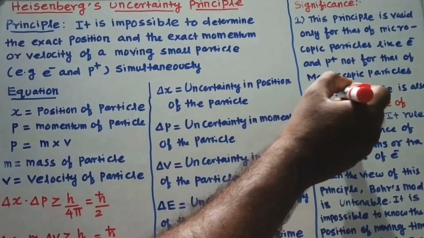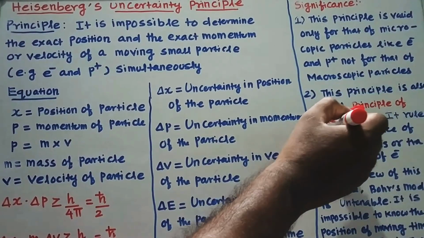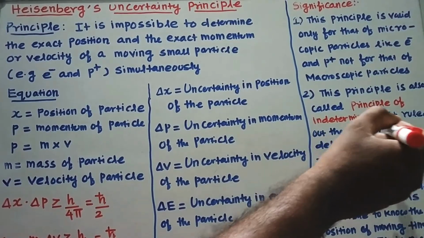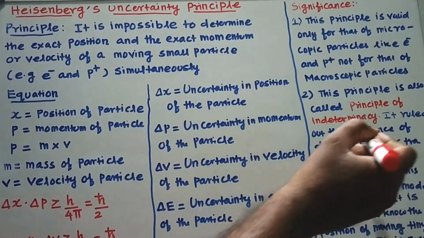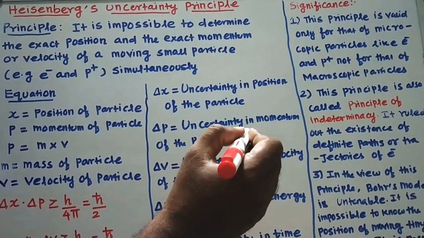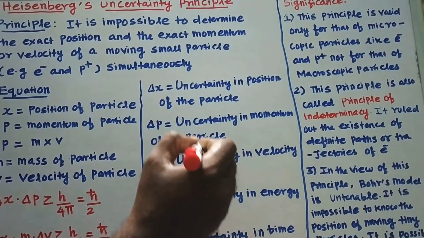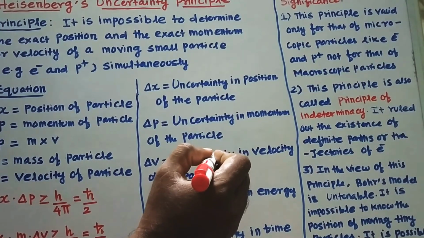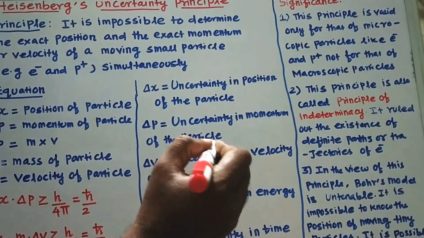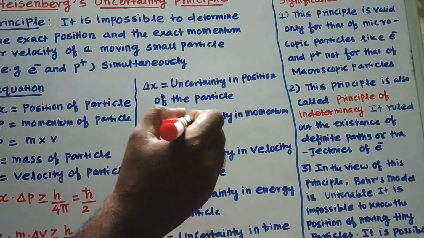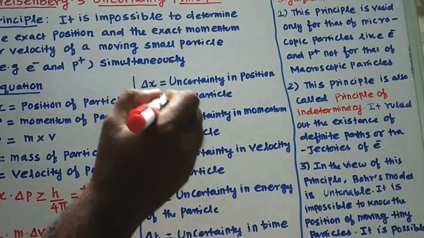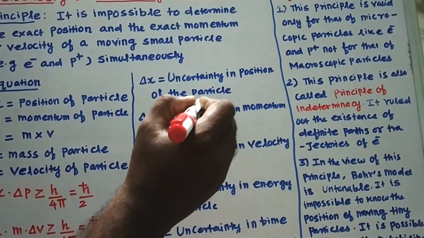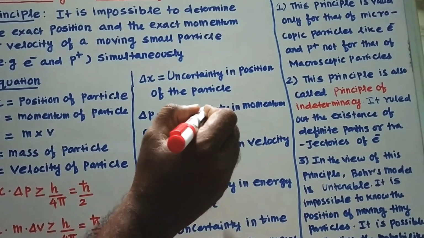Point number 2. This principle is also called the principle of indeterminacy. It ruled out the existence of definite paths or trajectories of the electrons. It means according to Bohr's concept of atom, the electrons revolve around the nucleus in circular paths. Those circular paths are called orbits. But according to this principle, it is impossible to determine simultaneously the exact position and momentum of a moving tiny particle. Therefore, the position of the electrons is now not significant.